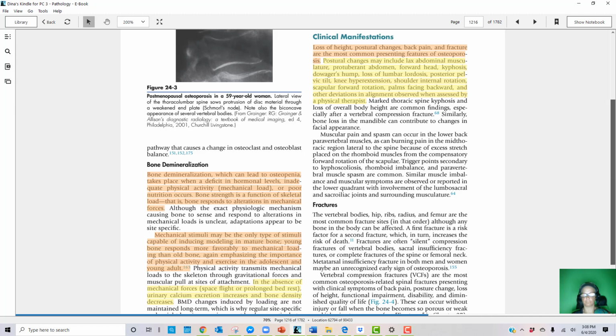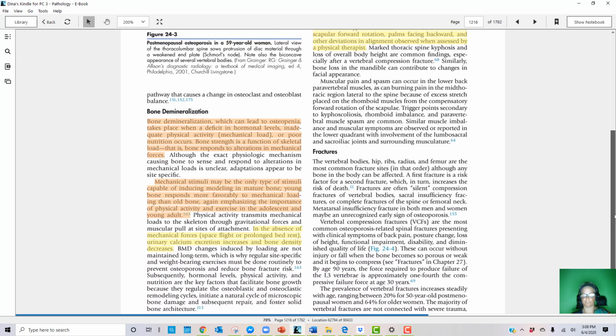Muscular pain and spasm can occur in the lower back paravertebral muscles, as can burning pain in the mid-thoracic region lateral to the spine because of excess stretch placed on the rhomboid muscles from the compensatory forward rotation of the scapulae. Trigger points secondary to kyphoscoliosis, rhomboid imbalance, and paravertebral muscle spasm are common. Similar muscle imbalance and muscular symptoms are observed or reported in the lower quadrant with involvement of the lumbosacral and sacroiliac joints and surrounding musculature.